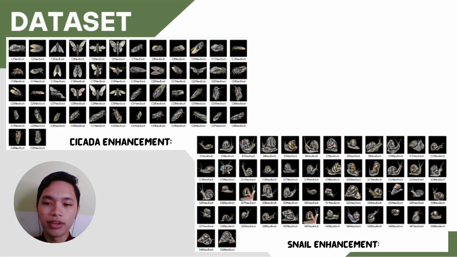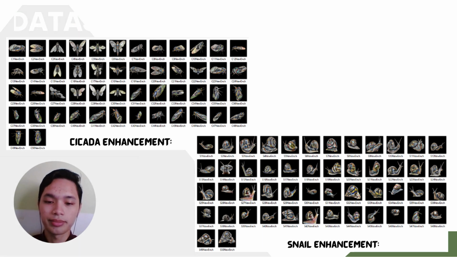This is the dataset for cicada and snail after the enhancement. A number of methods are used to enhance the quality of the image. Non-local means denoising is used to remove the noise, and the Gaussian filter is also used to smooth the result. Sharpening techniques draw attention to the crucial details, while adaptive histogram equalization improves the contrast. Adjustments are also performed to brightness and contrast to make sure the image appears consistent and realistic.